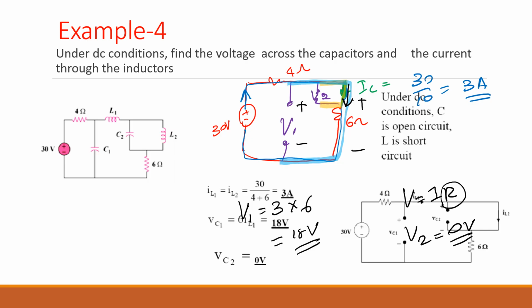So your current across the L1 also it's the same current, isn't it? So that one is here. This one, it's the same current, that is also 3 amps. Okay, isn't it?